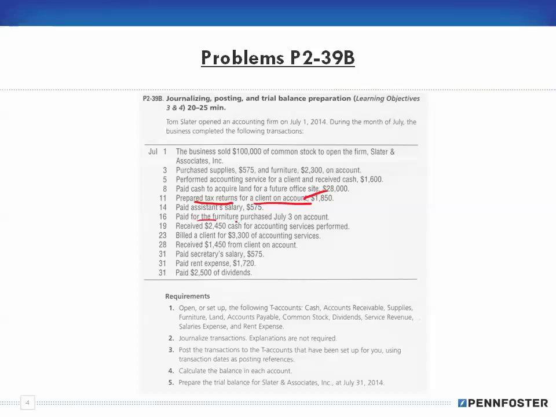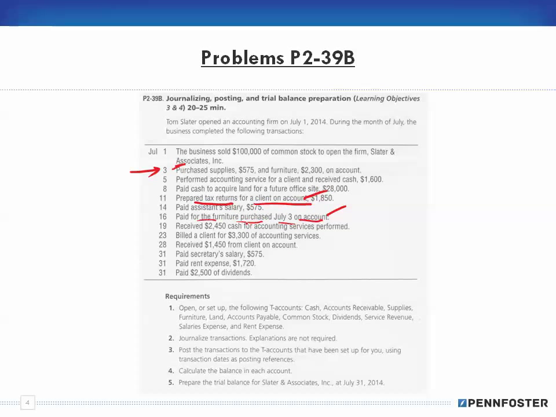7/16, paid for the furniture purchased July 3rd on account. So I'm paying for it, so I'm decreasing my cash, and I'm not purchasing the furniture now. I made an entry on July 3rd, and that was on account. So I'm paying off my accounts payable entry that I created on July 3rd.